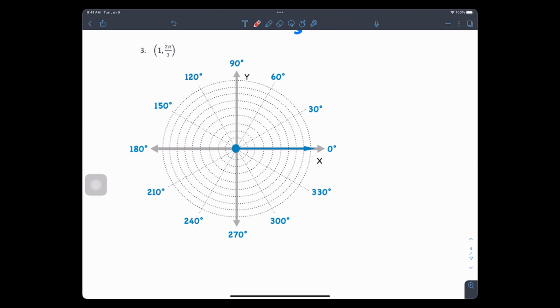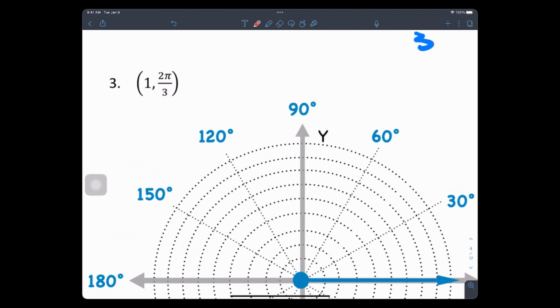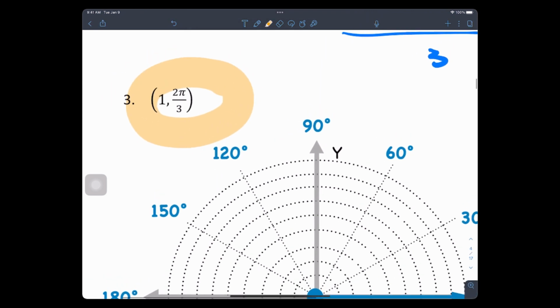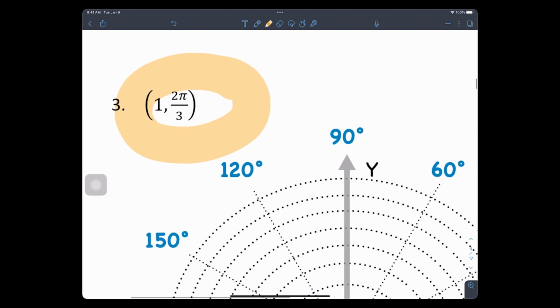This conversion here, converting points. Now, it is an important process, but I'll share some other things with it. Anyway, they gave us a polar representation again. What did they give us? Well, the first value is your radius. The radius is 1, and the angle is 2 pi over 3.